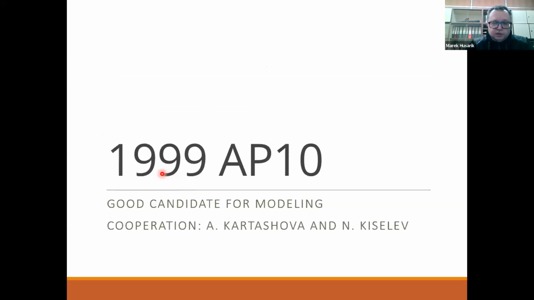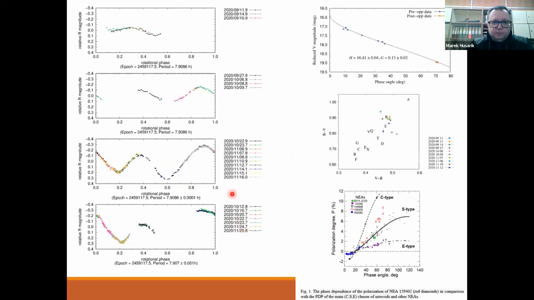Another asteroid, 1999 AP10. This was a very good candidate for modeling. It was done in collaboration with Anna Kartashova and Nikolai Kiselov from Crimea. Here are some light curves from different phase angles. I have not written here the precise values of the phase angles.